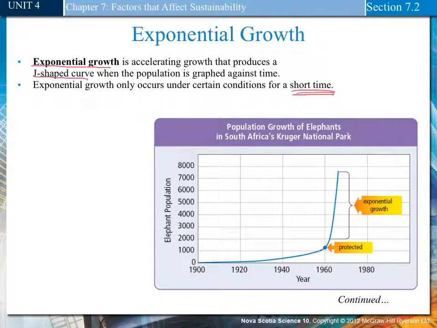Looking at the graph below, we can see the population growth of elephants in South Africa's Kruger National Park. Until the 1960s, the elephants were not protected. Once they were protected, they experienced exponential growth because they weren't being hunted.